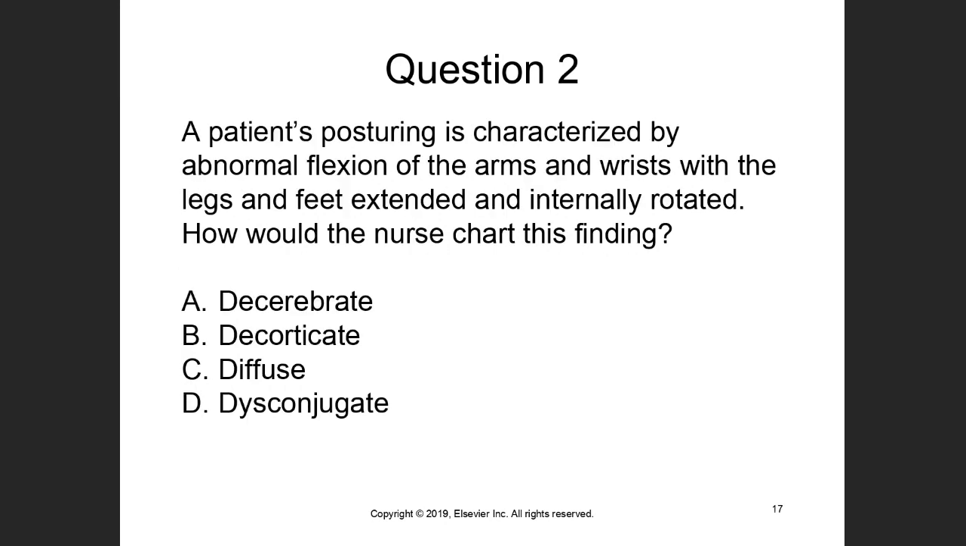We have question 2. A patient's posturing is characterized by abnormal flexion of the arm and wrist with the leg and feet extended and internally rotated. How will the nurse chart this finding? The answer right here is B. Remember that we have the cortical and the cerebral, okay? When you have flexion it is the cortical, and when you have extension it is the cerebral.